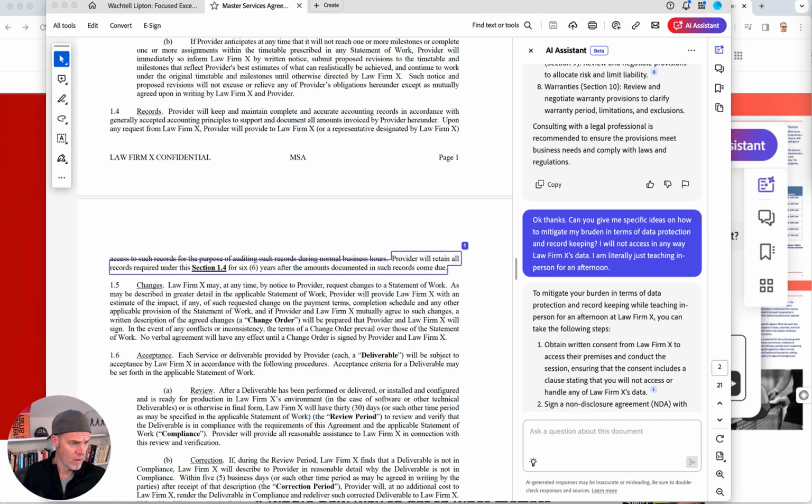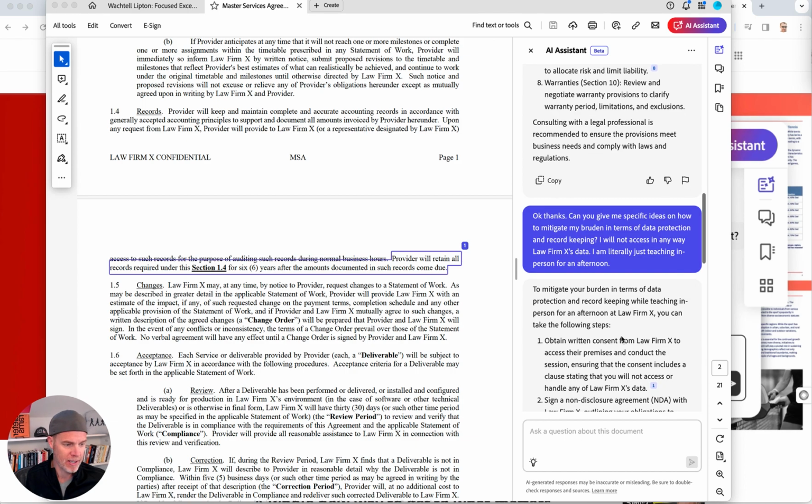Let's see how far. Okay, so there are definitely very strict guardrails on this. I said, okay, thanks. Can you give me specific ideas on how to mitigate my burden, even though I misspelled burden, in terms of data protection and record keeping? I will not have access in any way to law firm X's data. I'm literally just teaching in person for an afternoon. Again, I'm trying to tell my AI assistant, listen, I'm not even dealing with data. How can I mitigate my burden that is presented in this MSA?